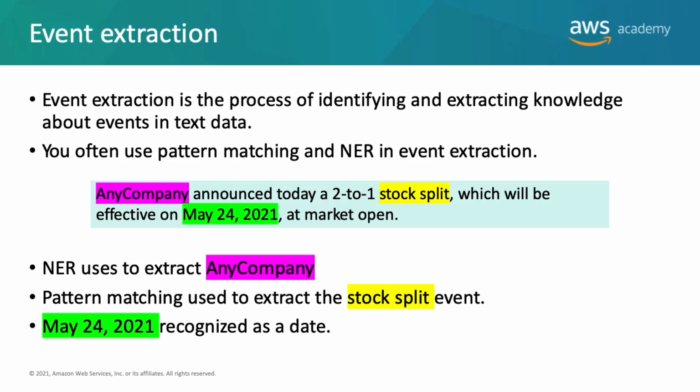Consider the example. Any company announced today a 2-to-1 stock split, which will be effective on May 24, 2021 at market open. One approach would be to use pattern matching to detect the event, in this case, stock split. From there, you could find the entities detected in the sentence to find the organization. Then you could use pattern matching to look for the date and numerical values for the split.